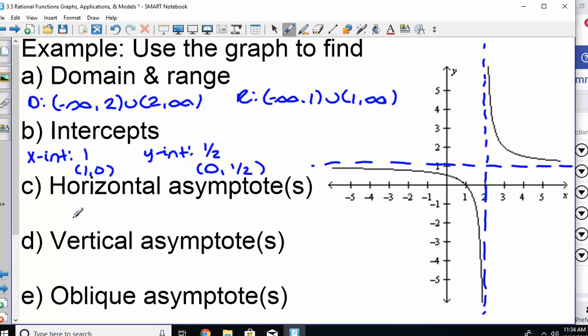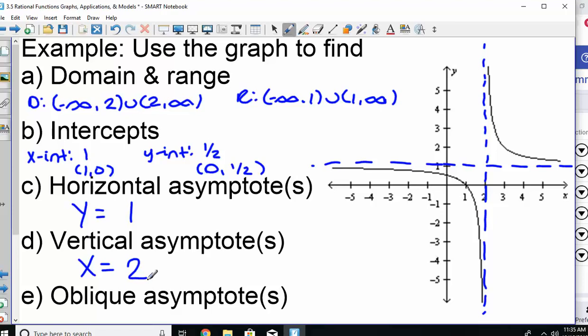Horizontal asymptote. When I ask for the asymptotes, they are lines, so I expect a full equation. What would our horizontal one be? Horizontal is y equals, in this case, 1. Vertical asymptote, vertical is x equals, so it would be x equals 2.